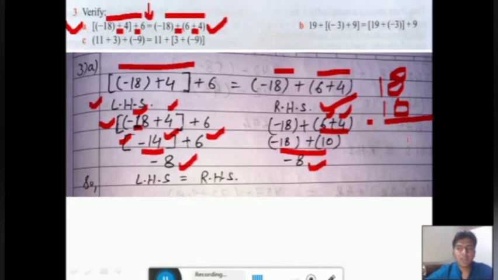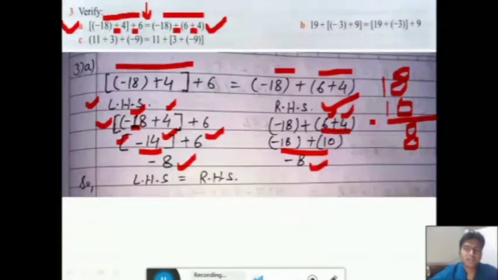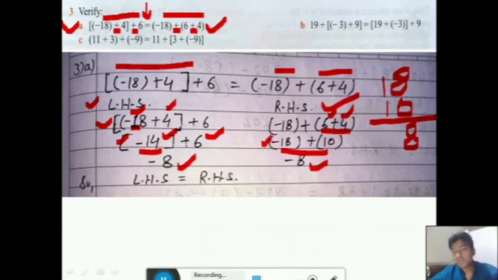So what will we get? 8. We will get 8. And how will you decide the sign? You will decide the sign by looking at the bigger number. So what is the bigger number here? The bigger number is minus 18. The sign of 18 is what? Minus. So the minus sign will come here. So from here you will get the answer minus 8. So LHS equals RHS.